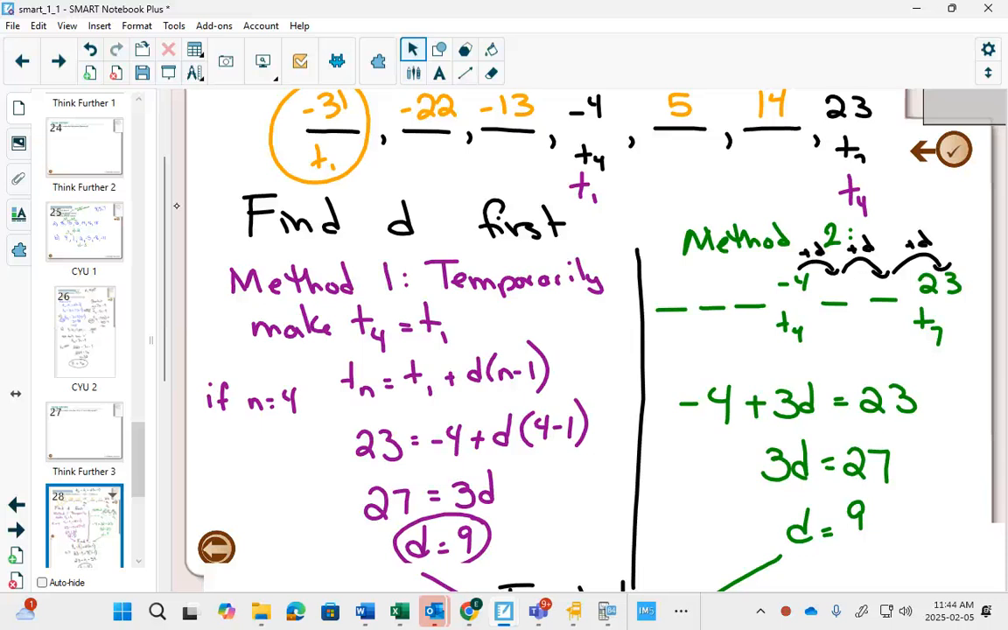Having more than one method is sometimes nice, because when you get into higher level math, sometimes one method works really nice in one situation, but another method works really nice in another situation. So having both methods is good. But right now, I want you to look at both those methods and say, which one do you like better? Do you like using the formula right away? Or do you like using the logical equation that you can make up based on the situation?